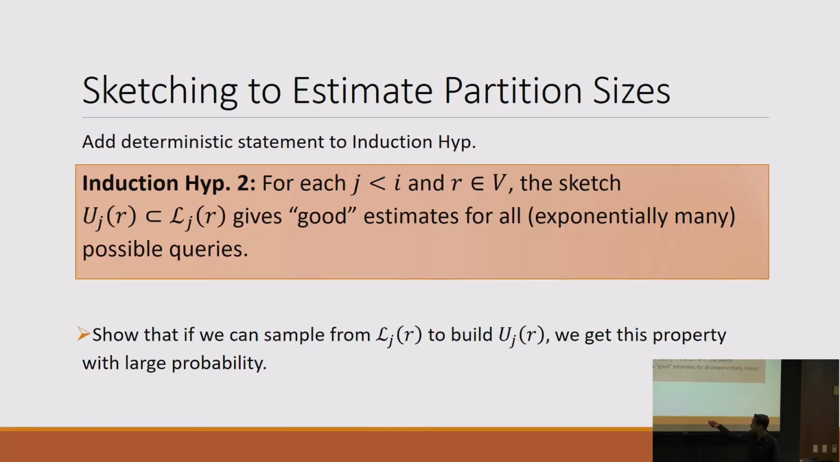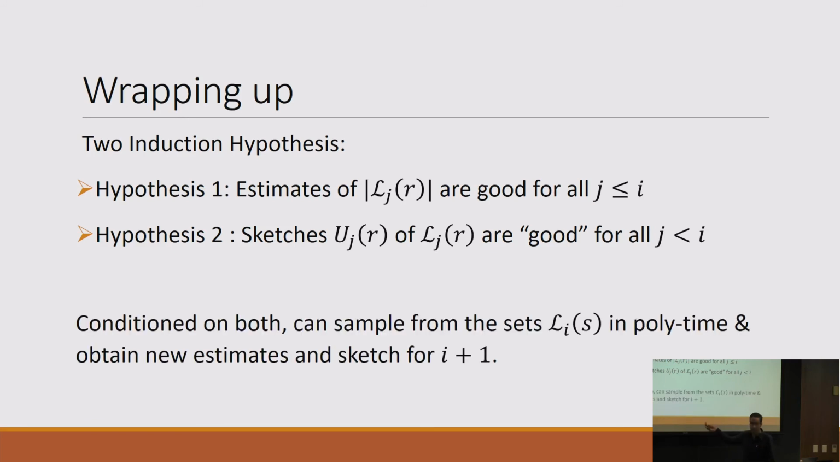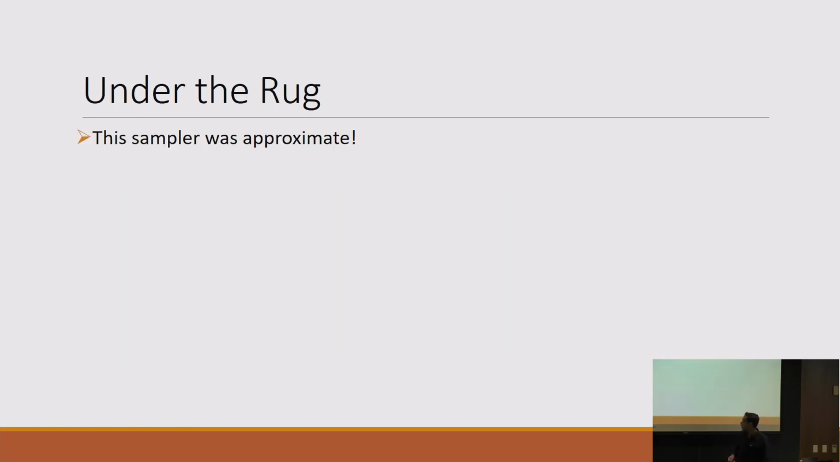And so for a given value I condition on both of these induction hypotheses being good for that, and then I get them to hold for the next step with high probability. Okay, so is the high level of the algorithm clear? Any questions?